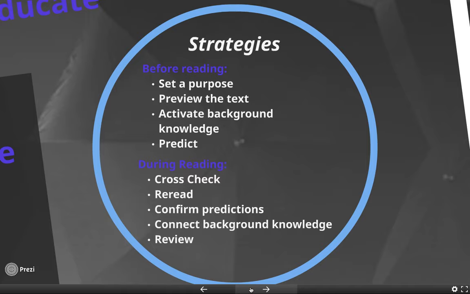So let's start with the before reading strategies. So when you sit down, I want you to think for a second. When you sit down now and you begin reading a text, do you do anything before you start reading?